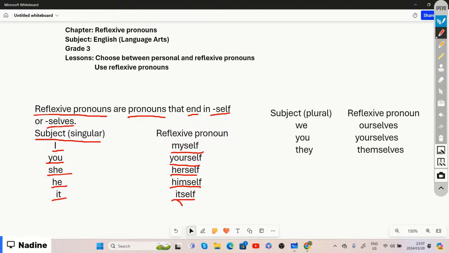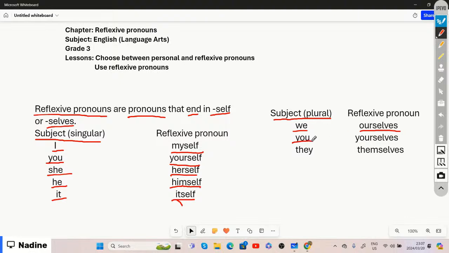All right, so reflexive pronouns are pronouns that end in self or selves. Selves is for a plural subject. It refers to more than one person or thing. Then we have the plural, which refers to more than one person or thing. If we refer to we, then we can say ourselves.